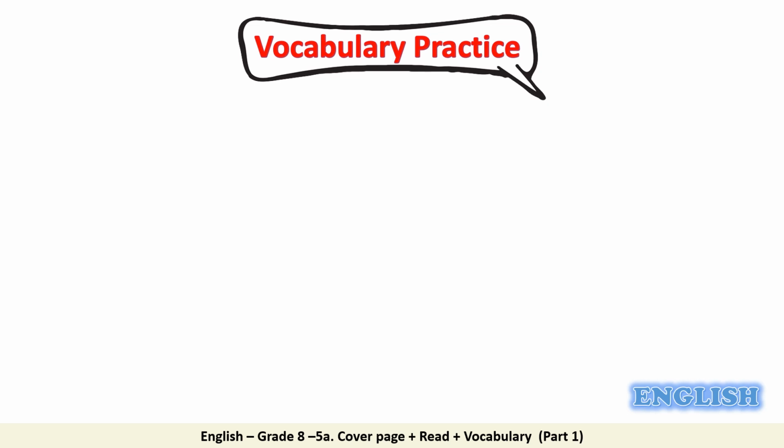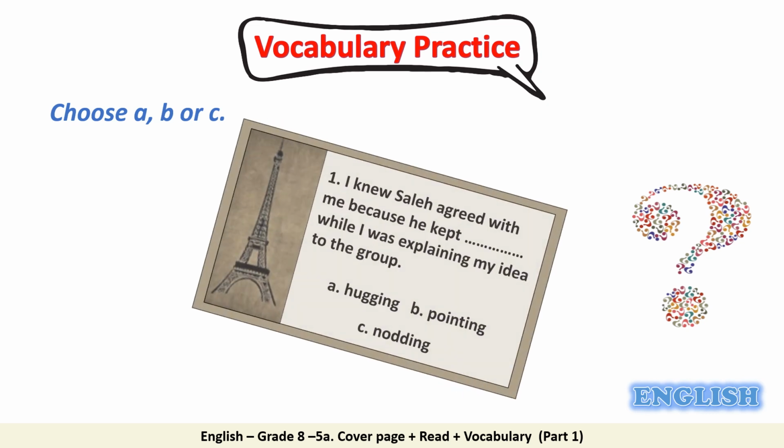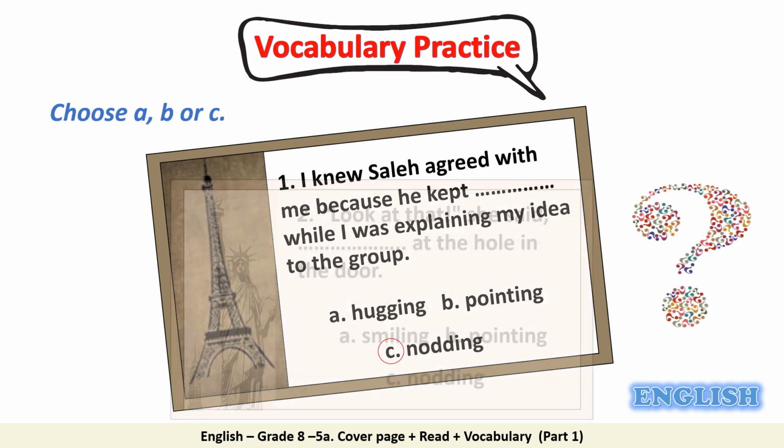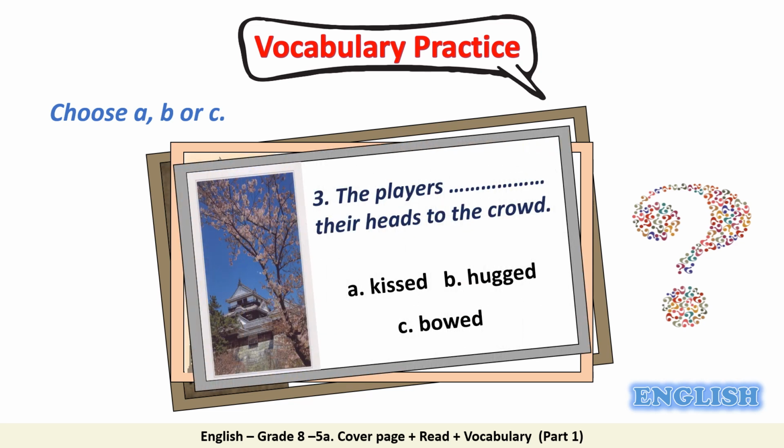Time to practice the vocabulary you have learned. Choose the correct answer, A, B, or C. Number 1. I knew Salah agreed with me because he kept while I was explaining my idea to the group. Excellent. He kept nodding. Number 2. Look at that, she said, at the hole in the door. You are right. Pointing.